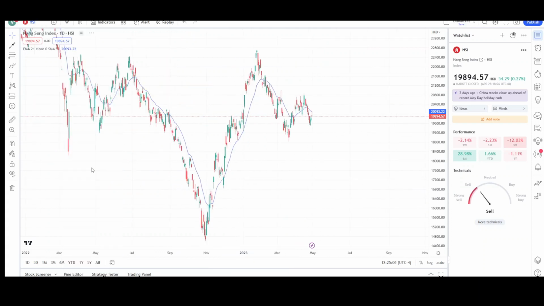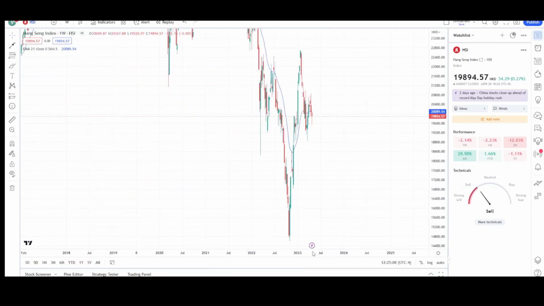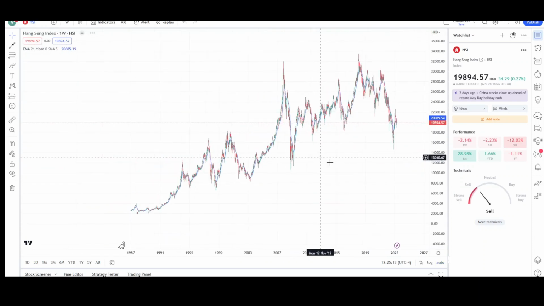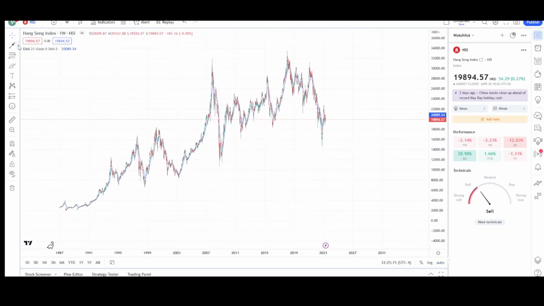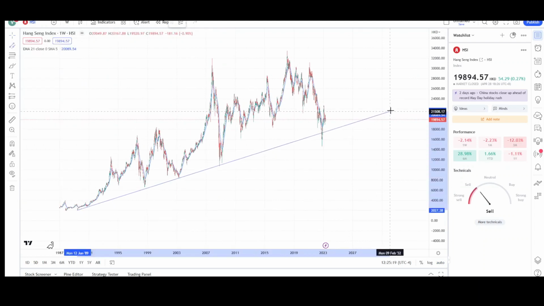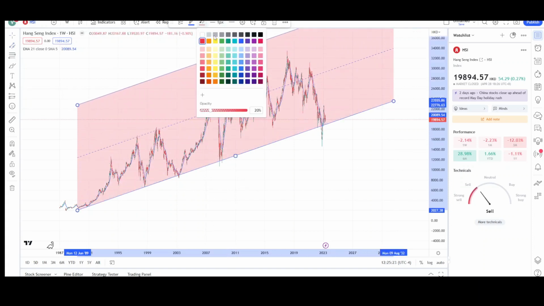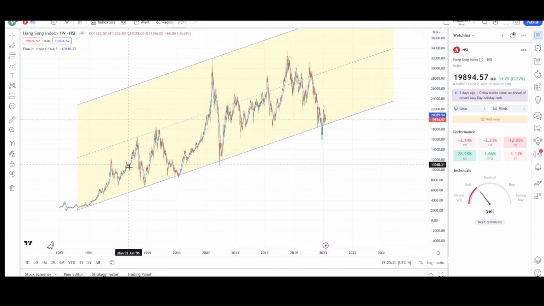Let's take a look at the weekly chart. So here's the weekly chart for HSI. I'm going to zoom out, and you can see that this trend line pretty much since 1989 has been in play, and you can see that every time prices come to it, it makes a bottom. So it bottomed right here in 1998, it bottomed here in 03, bottomed here in 09, and again we just came back to that trend line.